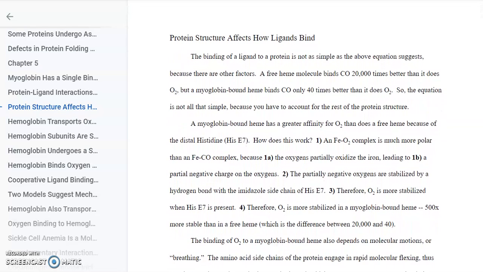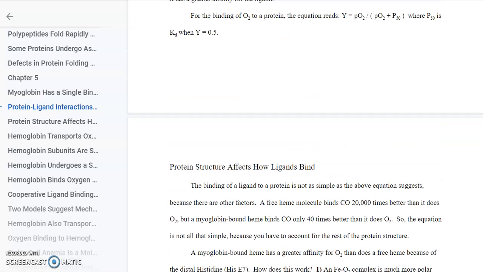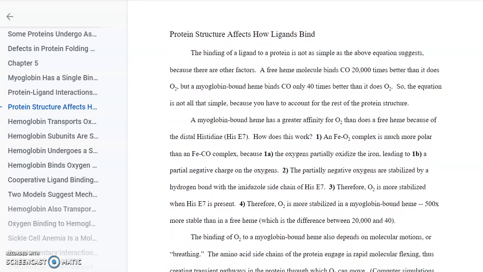Protein structure affects how ligands bind. The binding of a ligand to a protein is not as simple as the above equation suggests, because there are other factors. A free heme molecule binds carbon monoxide 20,000 times better than it does O2, but a myoglobin-bound heme binds carbon monoxide only 40 times better than it does O2. So the equation is not all that simple, because you have to account for the rest of the protein structure.